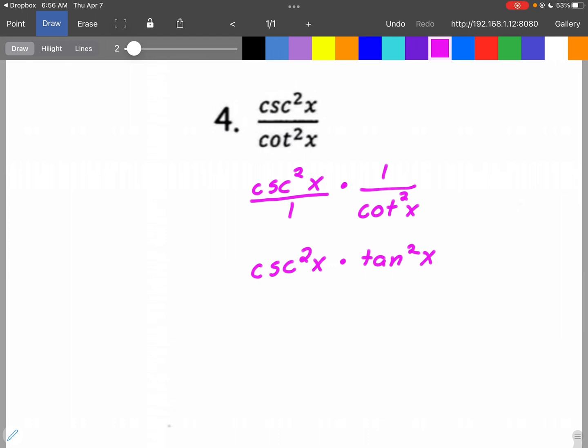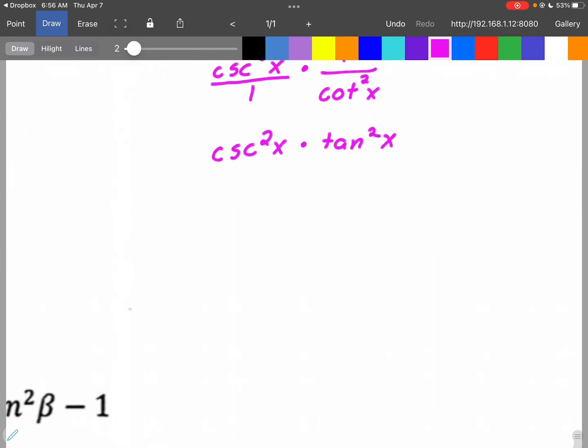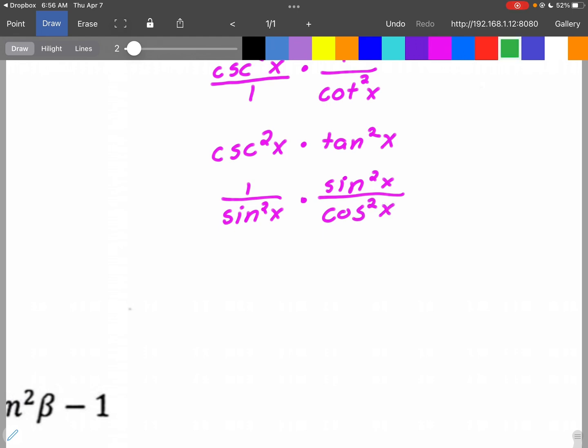Now I'm going to go ahead and change everything to sine and cosine. So my cosecant squared x will become 1 over sine squared x, times tangent squared x, which is sine squared x over cosine squared x. And then we can see, okay, two fractions multiplied together. I have a sine squared on top and bottom, so they're going to cancel, which leaves me with 1 over cosine squared x. And we know that that is simply secant squared x.